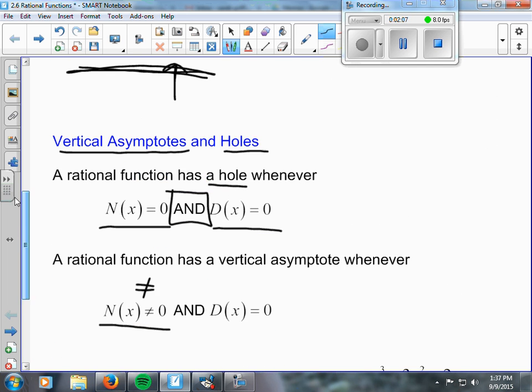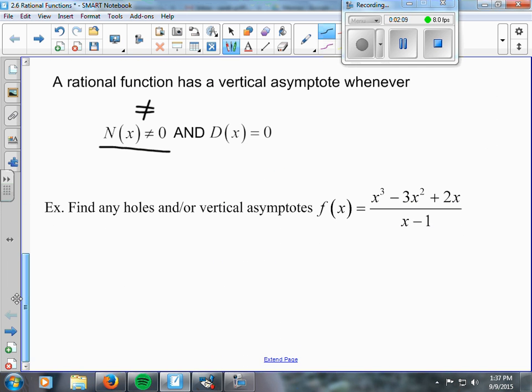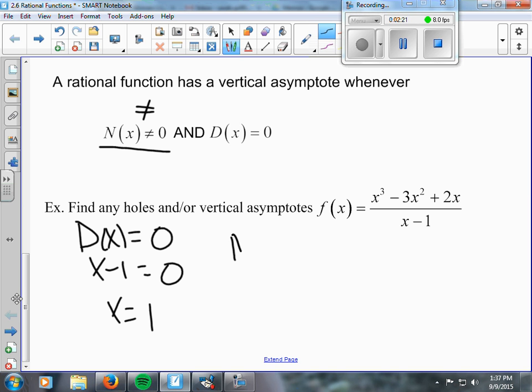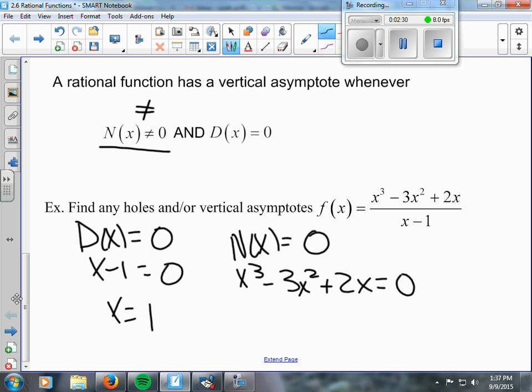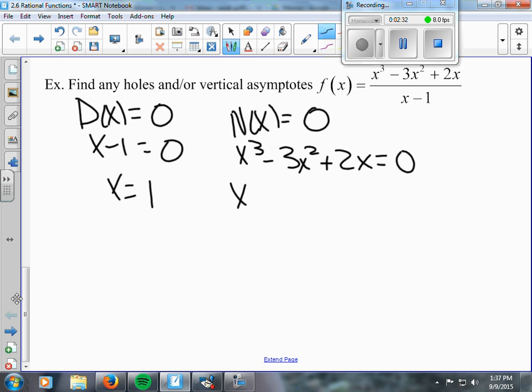Still, x cubed minus 3x squared plus 2x. So in this example, I'm going to set the denominator equal to 0. x minus 1 equals 0. x equals 1. I'm also going to set the numerator equal to 0. That would be x cubed minus 3x squared plus 2x equals 0. Okay, to solve this, you have to factor.